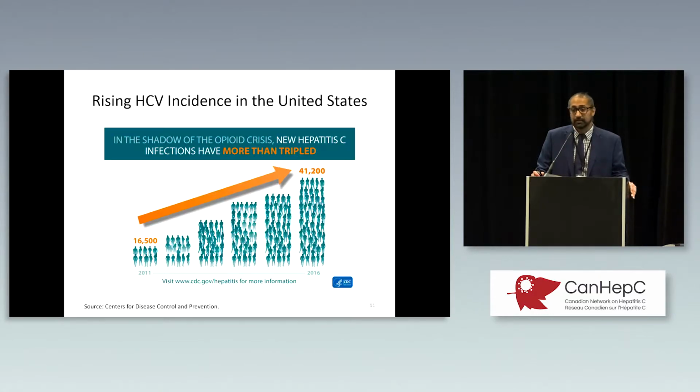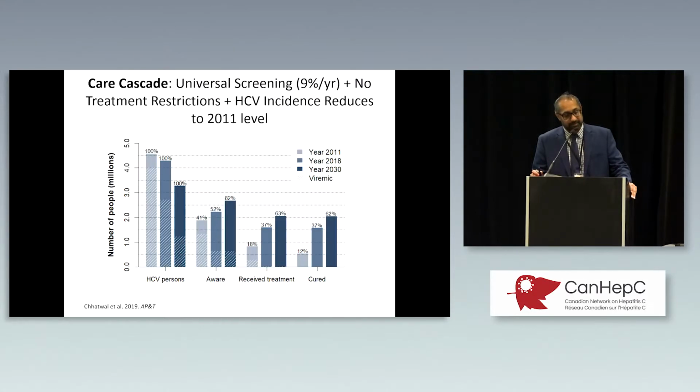Another situation that's worsening in the US, and to some extent in Canada, is the rising Hep C incidence. These data from the CDC show that in the last 5 years, incidence has increased 3 times, mainly driven by the opioid epidemic. So the question is, is Hep C elimination feasible in the United States, and in which populations?